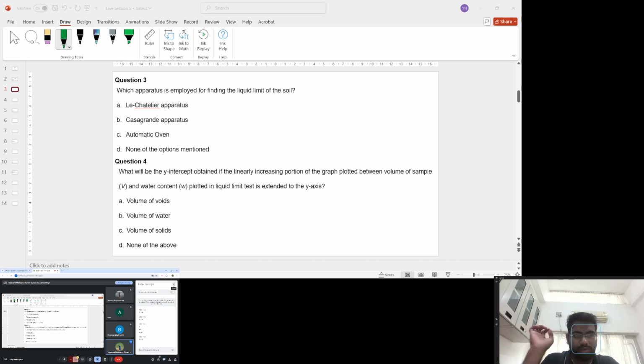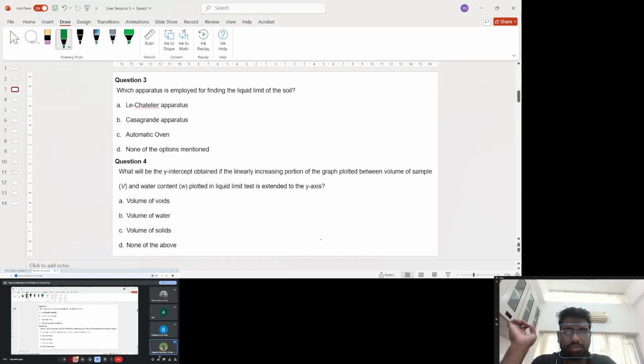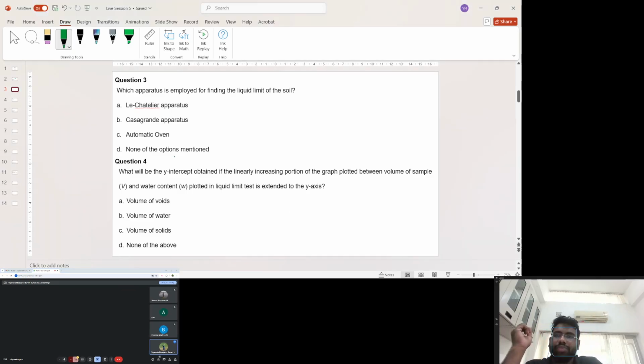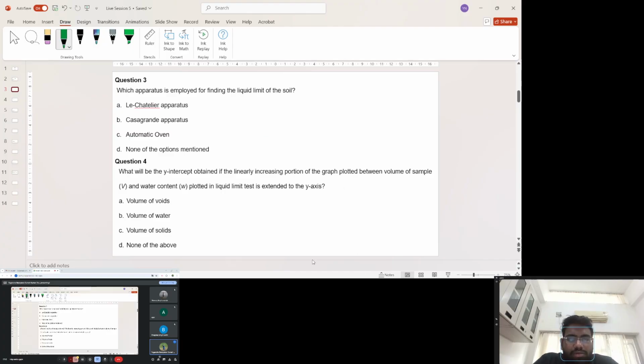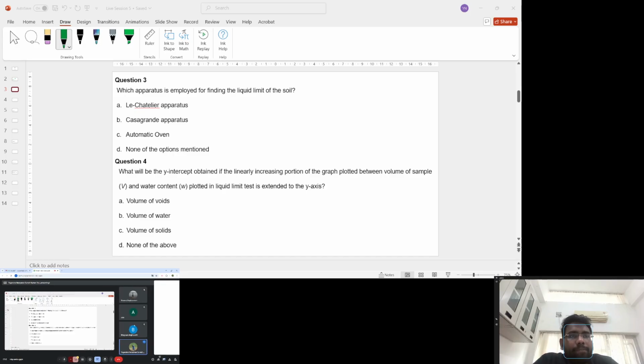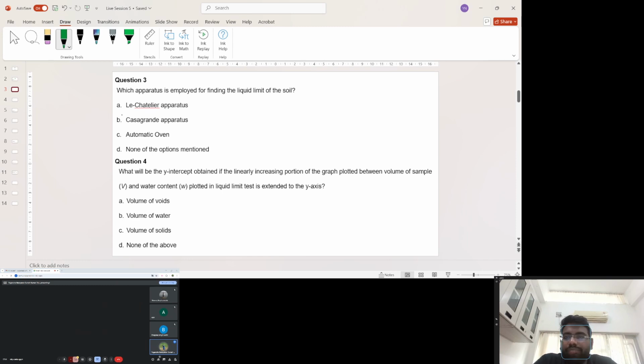It is Casagrande apparatus. Automatic oven is for drying, and the other apparatus is essentially for autoclaves. So Casagrande apparatus is essentially used for determining liquid limit.